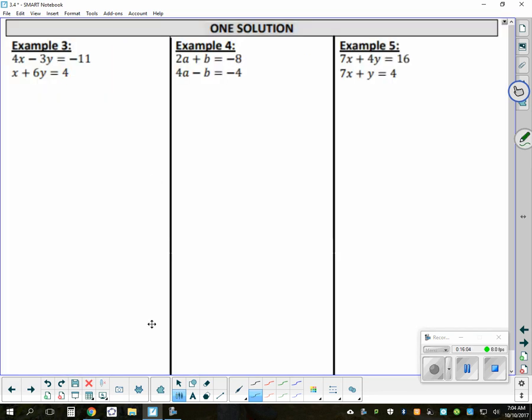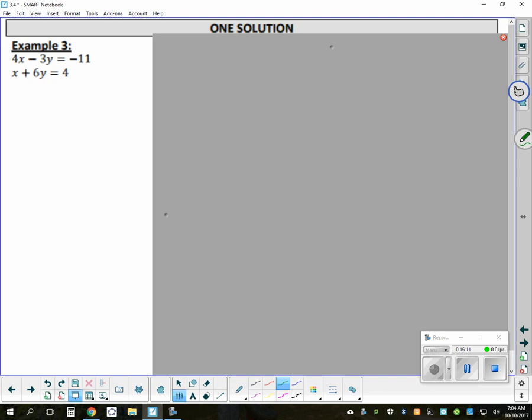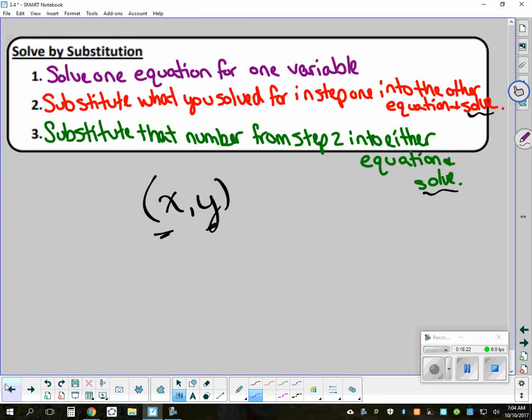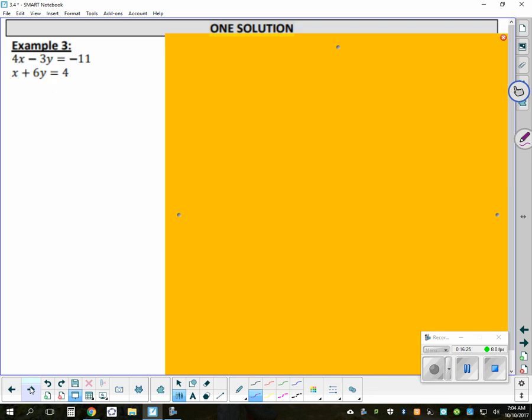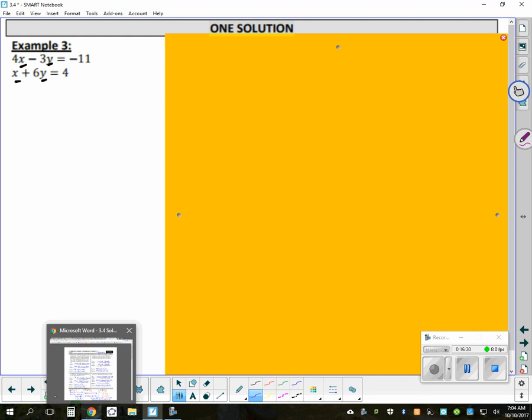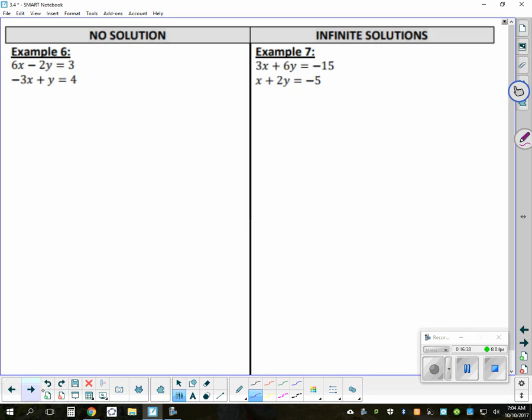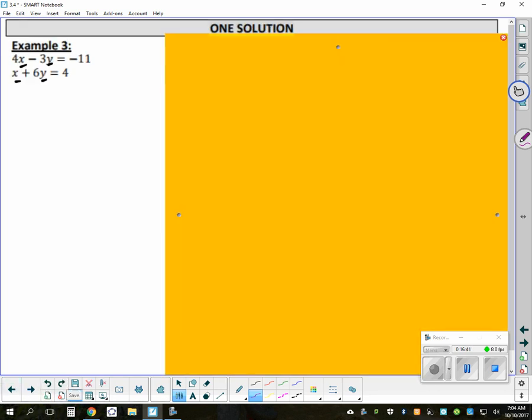Okay, let's try one. Example 3 here. Let's cover some of this up, make it easier to look at. So I'm telling you right away, there's going to be one solution. Okay? Step 1, solve one equation for one variable. So you have 4 choices. You have this x, this y, this x, or this y. If you look at all 4 of those options, one of them is easier than all the others.